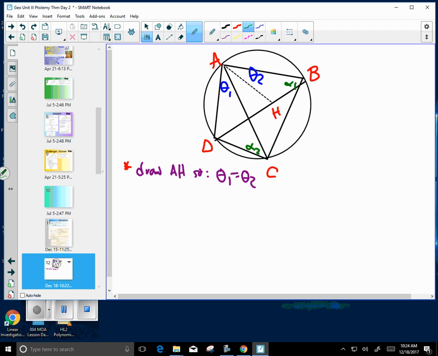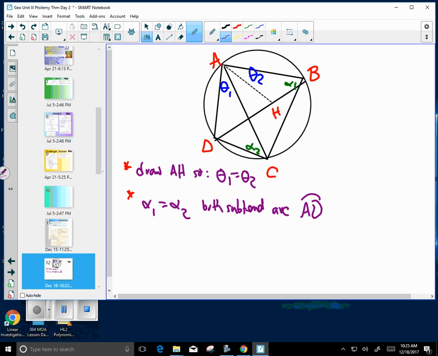Tell me about those two. Really? Why is that? Yep. Alpha 1 is equal to alpha 2, both subtend arc what? AD. Okay, so that's good. So theta 1, theta 2, alpha 1, alpha 2, those are equal.